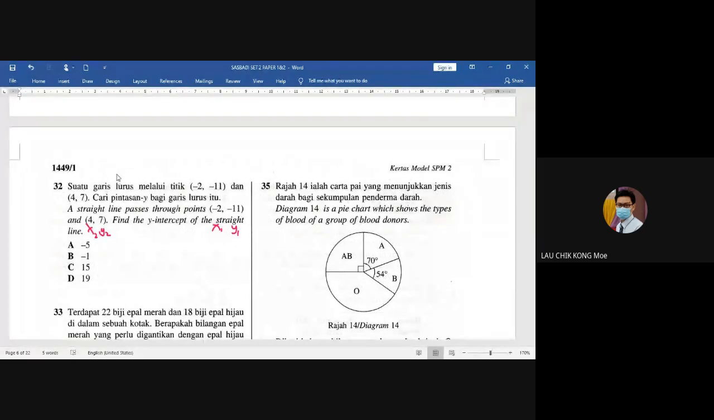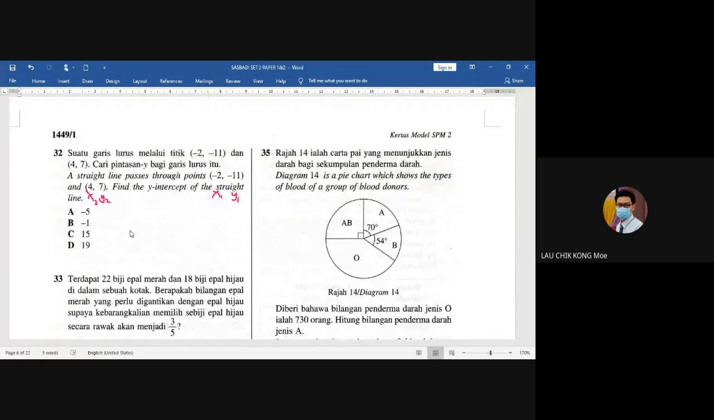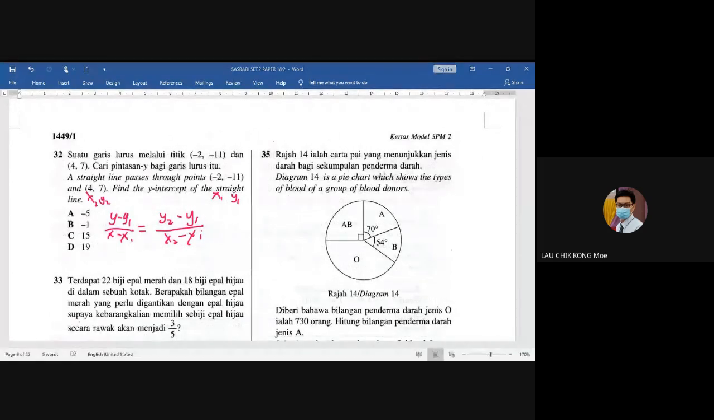find the equation of straight line, y equals to mx plus c. But how to get the y equals to mx plus c faster? You can use this formula, (y minus y1) over (x minus x1) equals to (y2 minus y1) divided by (x2 minus x1). This is the formula from additional maths. We use this formula to get faster.